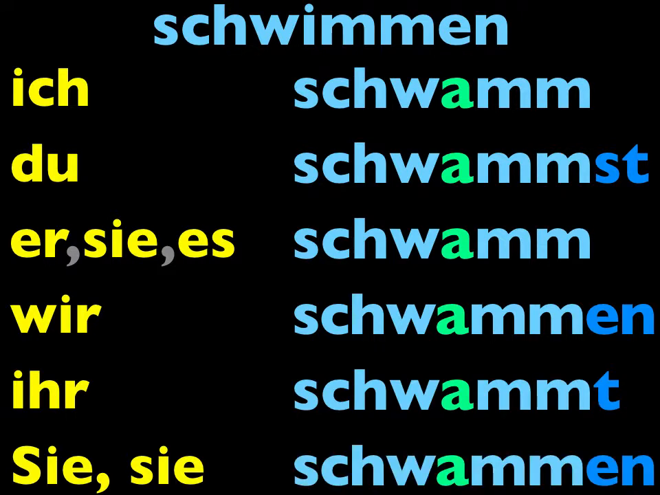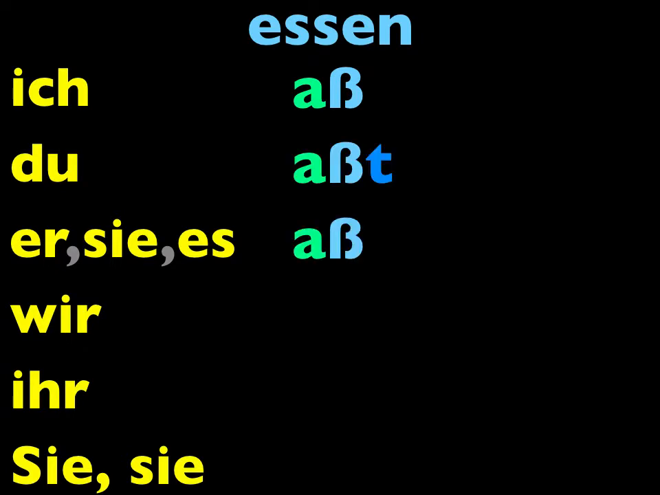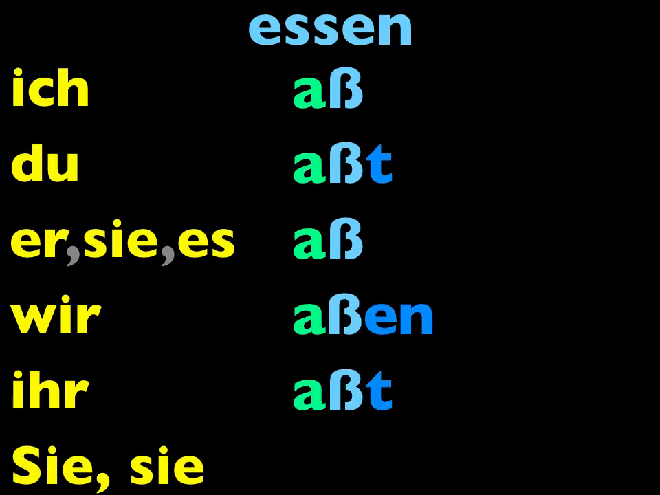Here's another verb with that same kind of a change. The vowel changed to an A. The verb essen, to eat. Now think about it. We say eat, E-A-T, and in the past tense it becomes ate. We change our vowel to an A. So, German does the same. Repeat. Ich aß. Du aßt. Er aß. Wir aßen. Ihr aßt. Sie aßen. I ate, you ate, etc.